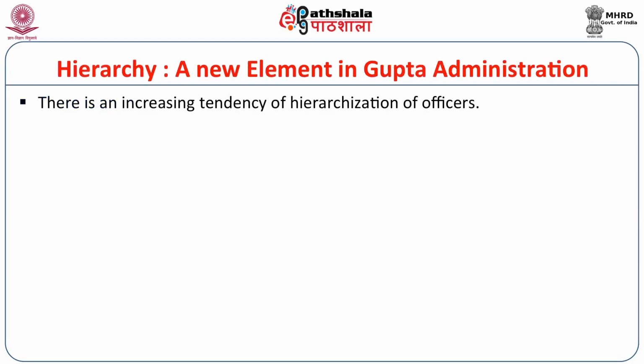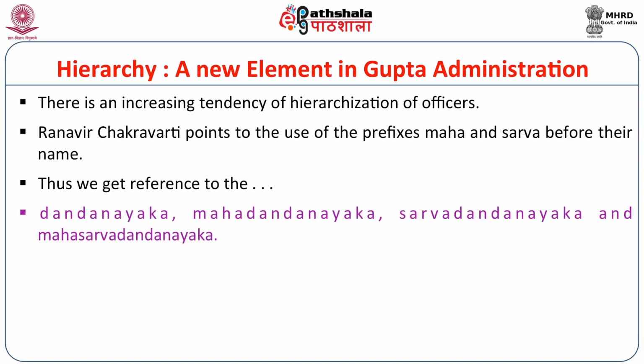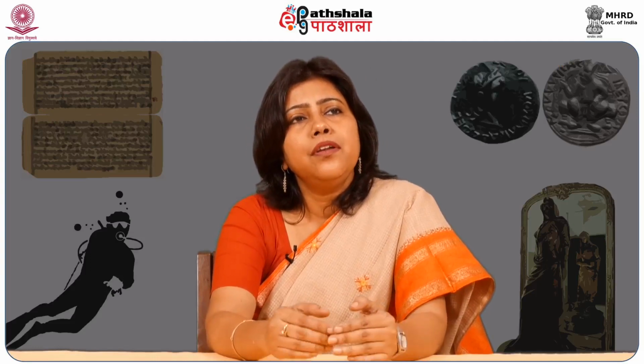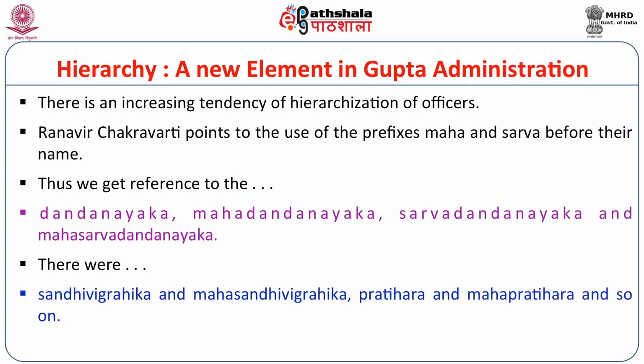A new element, as we can find in the administration of the Guptas, is hierarchy, which is not at all present in the administration of the Mauryas. There is an increasing tendency of hierarchization of officers. Ranabir Chakravarti points to the use of prefixes Maha and Sarva before their name. Thus, we get reference to the Dandanayaka, the Mahadandanayaka, the Sarvadandanayaka and the Mahasarvadandanayaka. Obviously, as these prefixes would suggest, the Dandanayaka was powerful, but the Mahadandanayaka was more powerful, the Sarvadandanayaka was further more powerful, and the Mahasarvadandanayaka was obviously the most powerful among all these ranks of Dandanayakas. Similarly there were Sandhi Vigrahika and Mahasandhi Vigrahika, Pratihara and Mahapratihara, and so on.